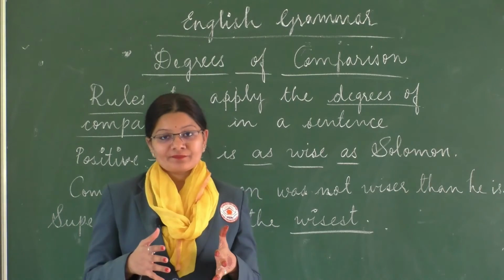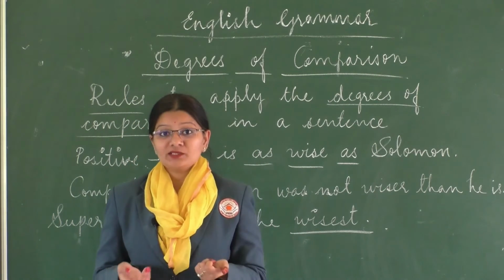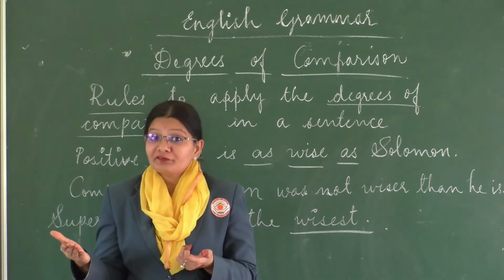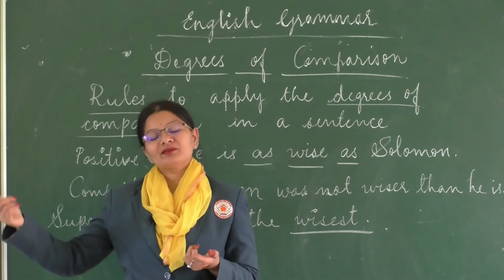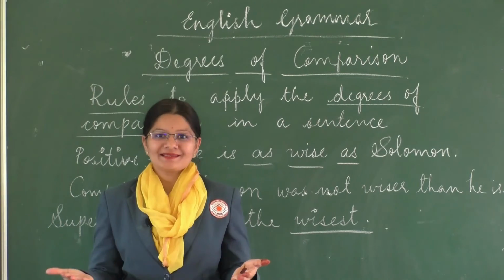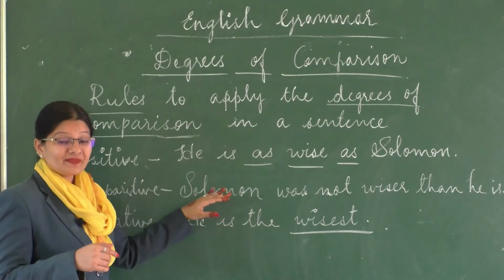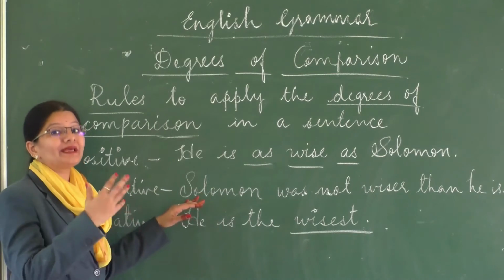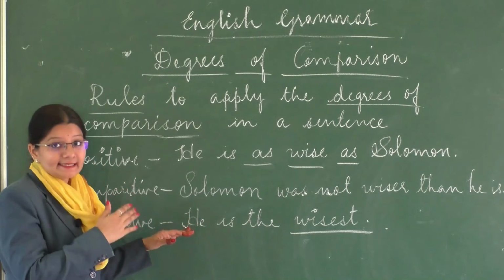So wise, W-I-S-E. You remember the rule that we applied? What should we add to make it comparative degree? R. You're right, wiser. And then superlative degree, wisest. Correct. So let's see how we are using them and what are the grammatical rules to be applied before or after the word or the adjective is placed in a sentence.